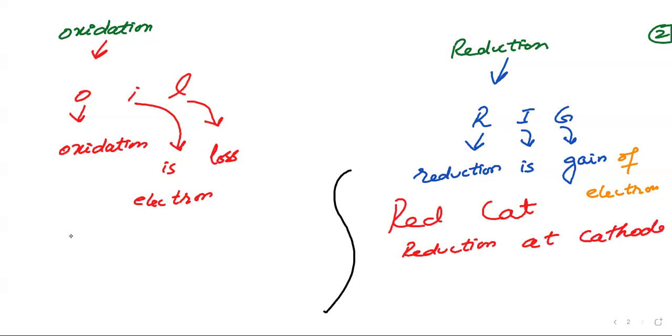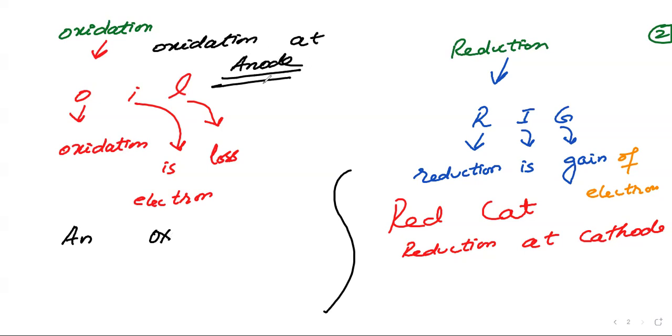What is anox? I guess an animal. So anox is another mnemonic that helps us recall this fact: oxidation at anode. Oxidation always happens at the anode.